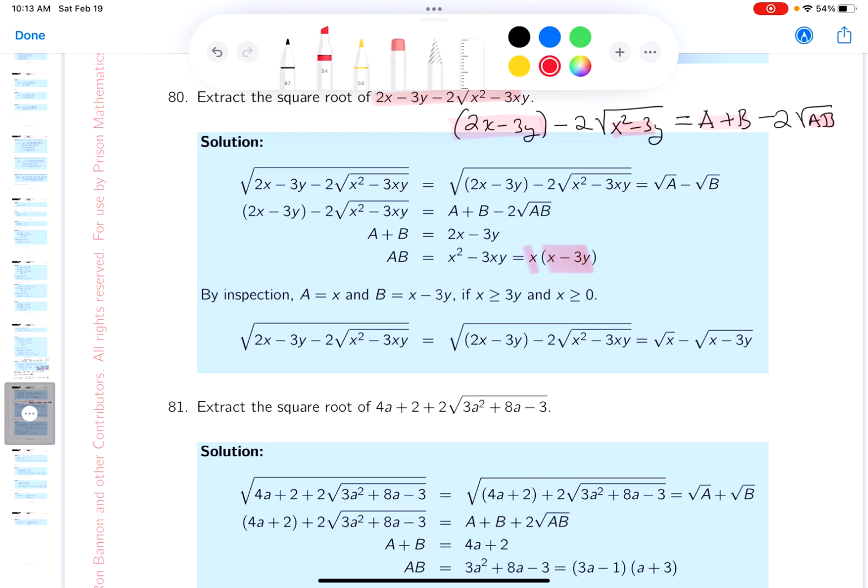And if you wrote that down, let me put that down for you. That would be equal to the root of x minus the root of x minus 3y. All right? But let's say you said, oh, no, I think it's this instead. I think it's the root of x minus 3y minus the root of x. All right? You could say that.